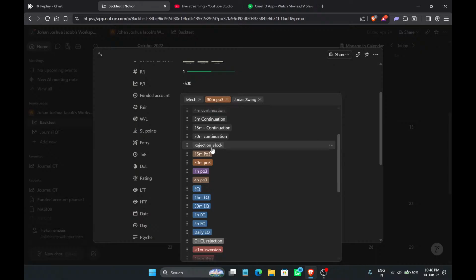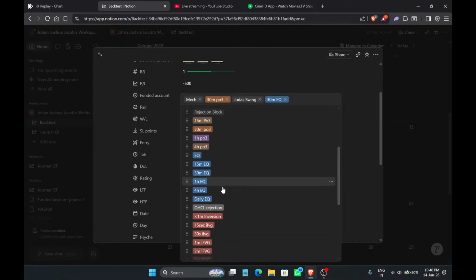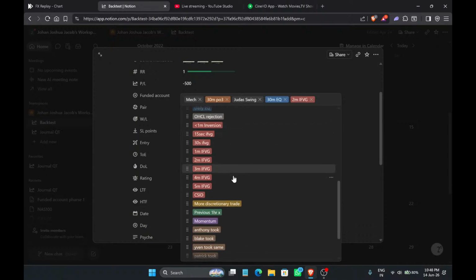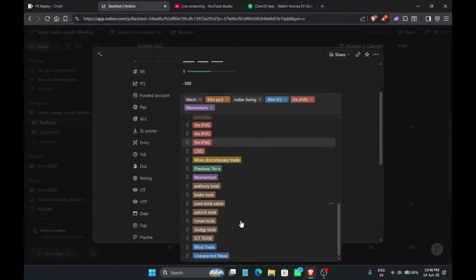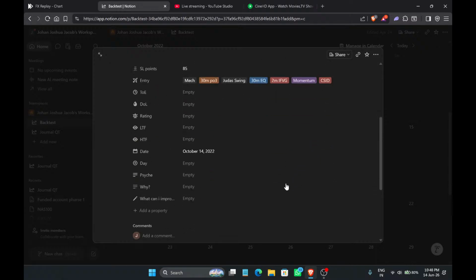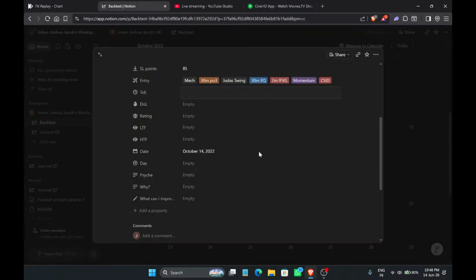Yeah. Then we have the EQ, the 15-minute, 30-minute EQ, and the 1 minute, sorry, 2 minute IFVG, 1 minute IFVG. Momentum was there, good. CSID was there. That's it. Everything we need over here. Then what the time of entry was: 9:38. Okay, valid.